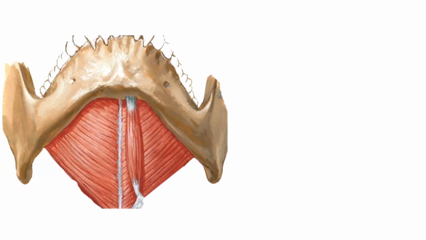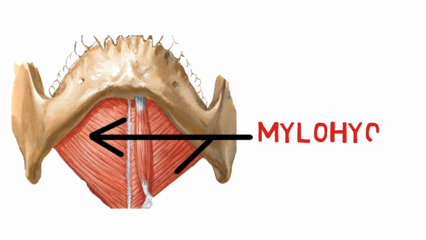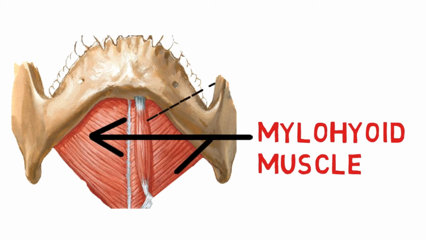Let's see it. So this muscle, which you can see, is the mylohyoid muscle, and in front of it is the anterior belly of the digastric.